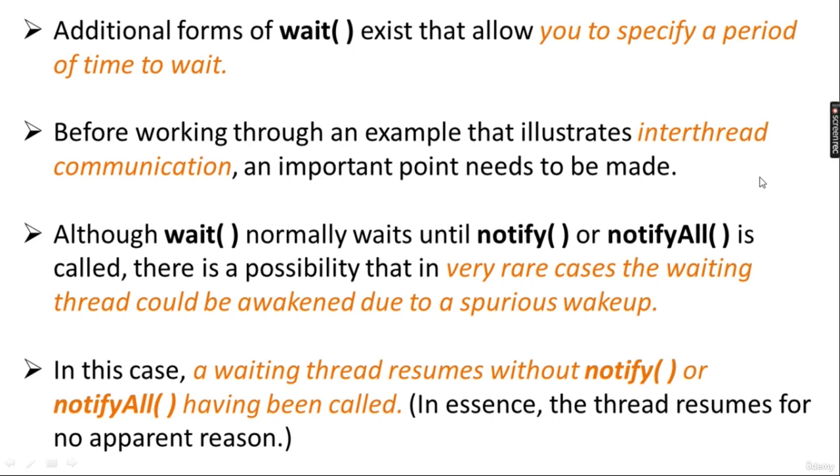Hello friends, in today's session we are going to complete all the remaining topics for multi-threaded programming. Okay, so we were seeing the wait function, notify and notify all. Some points are left regarding these functions, so we will see them. Additional forms of wait exist that allow you to specify a period of time to wait. Before working through an example that illustrates inter-thread communication, some important points are there.